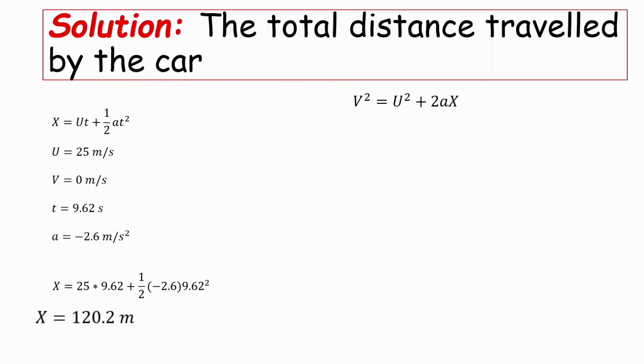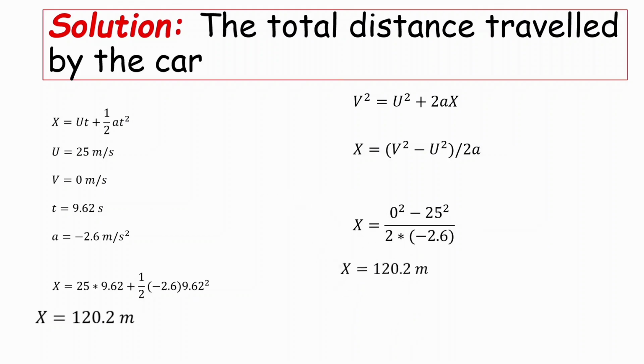Well, if that's not enough, we can use another kinematic relation, v squared equals u squared plus 2as, and we can calculate our x to be the difference in the velocity squares divided by 2a. If we input all our variables into the equation as well, we also get 120.2 meters. So this is all that we've been required to estimate.